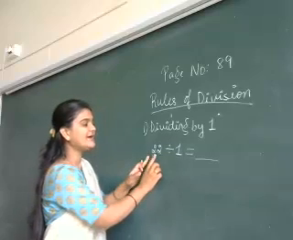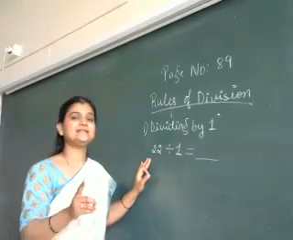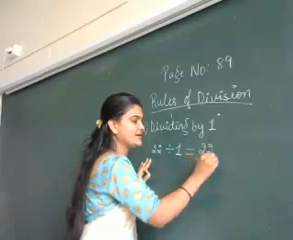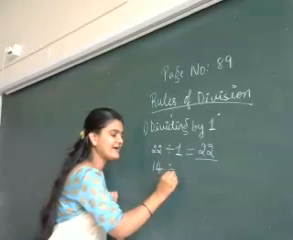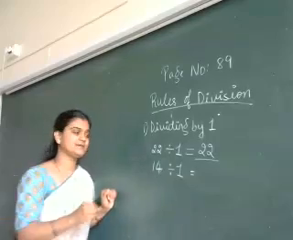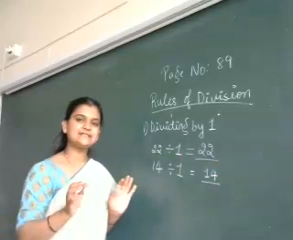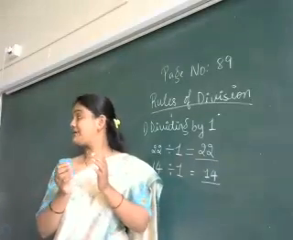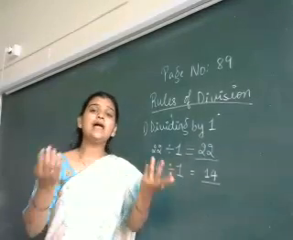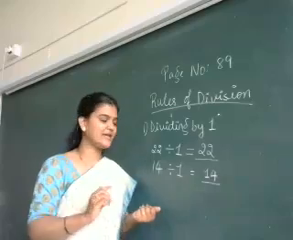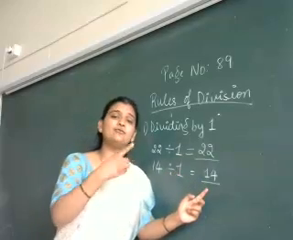Now tell me here, when you divide 22 by 1, what is the answer? Yes, it is 22 only. Yes, very good. So remember, we will take one more example. For example, if I am having 14 pencils and I want to distribute among many children, but all are absent and only one student has come. Then I will be giving all 14 to only one child. So one child will be getting all 14 pencils.